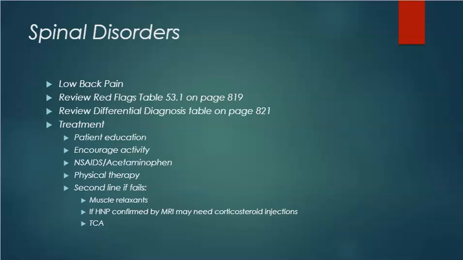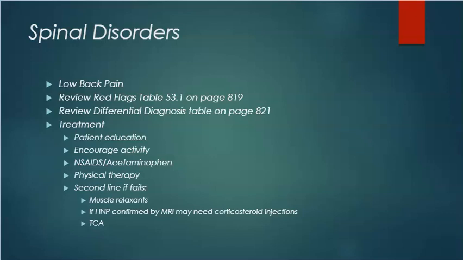The absolute worst thing you can do is to put a patient on bed rest. When the muscles weaken and become atrophic, then they end up having more pain and increased spasm as they try to return to normal activity. So you want to maybe reduce the amount of activity that they're doing, but do not put them on bed rest.